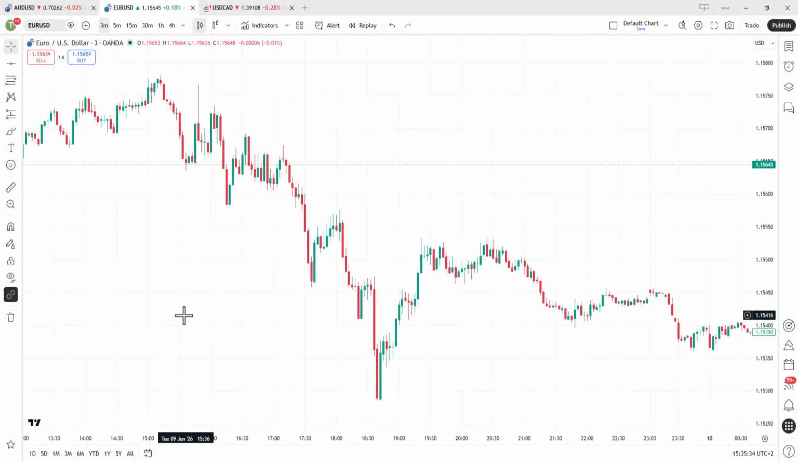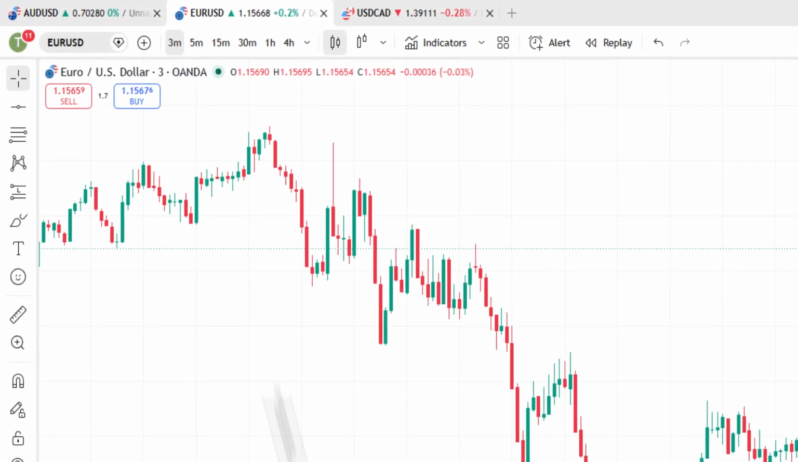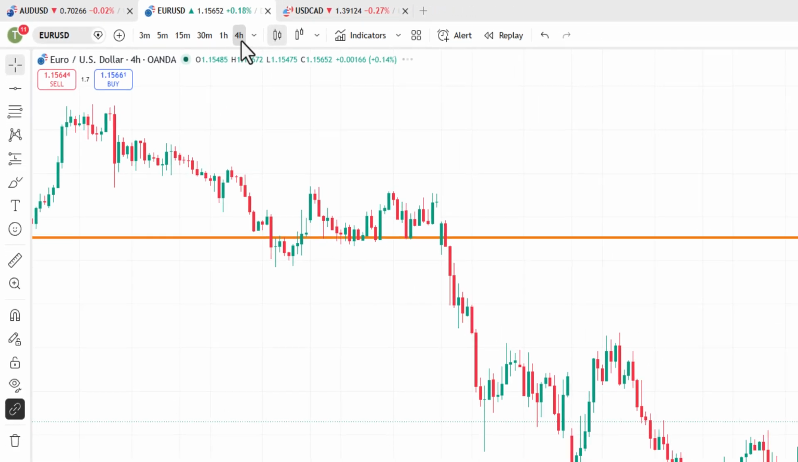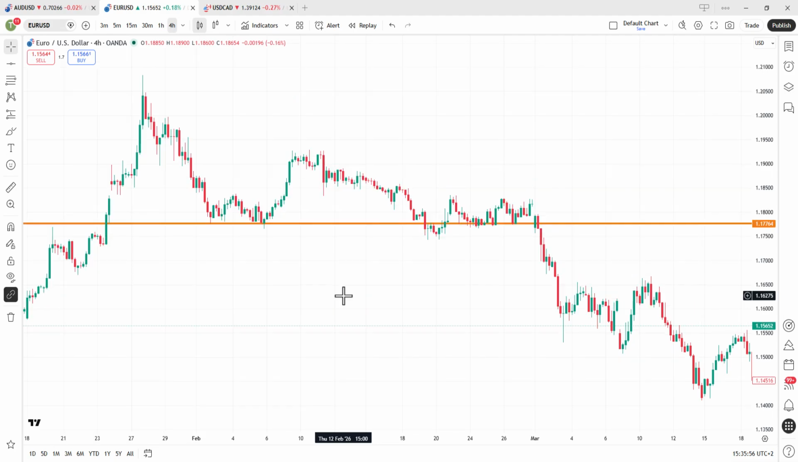One of the biggest mistakes is drawing support and resistance on a very small time frame. For example, 3 minutes, 5 minutes, 15 minutes. I have found that higher time frames often provide stronger levels. So what I would recommend is going to the 4-hour charts or the daily charts and drawing in your support and resistance based on that data. These levels are watched by more traders and often have a much greater significance.